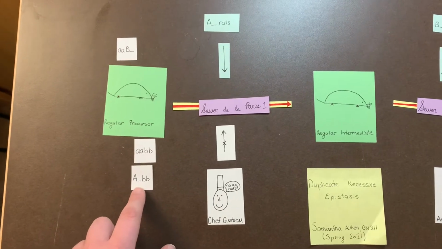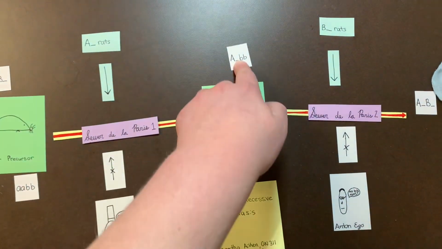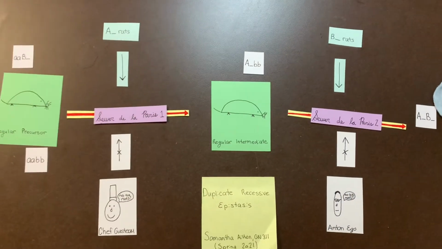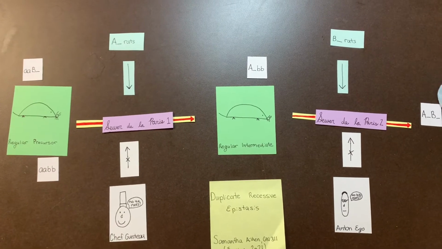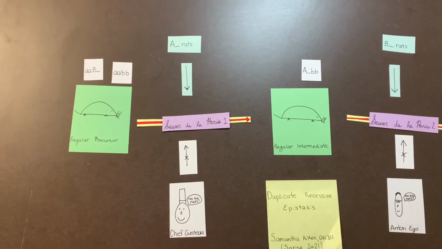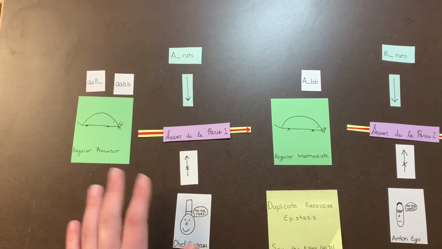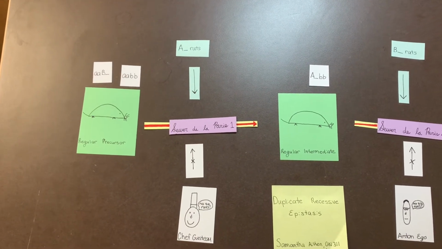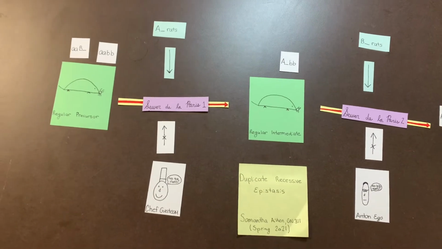This one also has a big A, so it's going to go right to the intermediate phenotype, but it's going to stay there because it doesn't have a big B allele. This one, unfortunately, also had its dreams cut short, and it's going to have to stay right here in our regular precursor phenotype because it can't get through sewer 1.